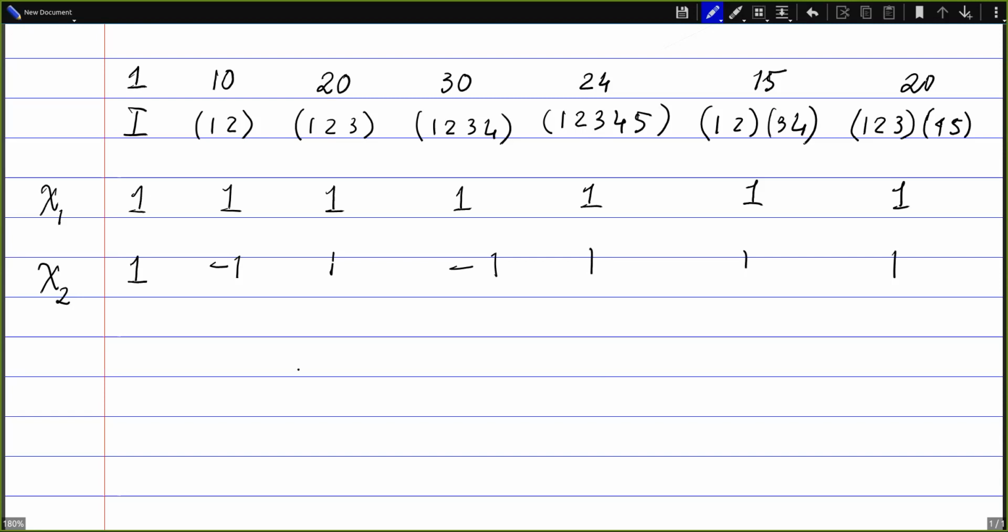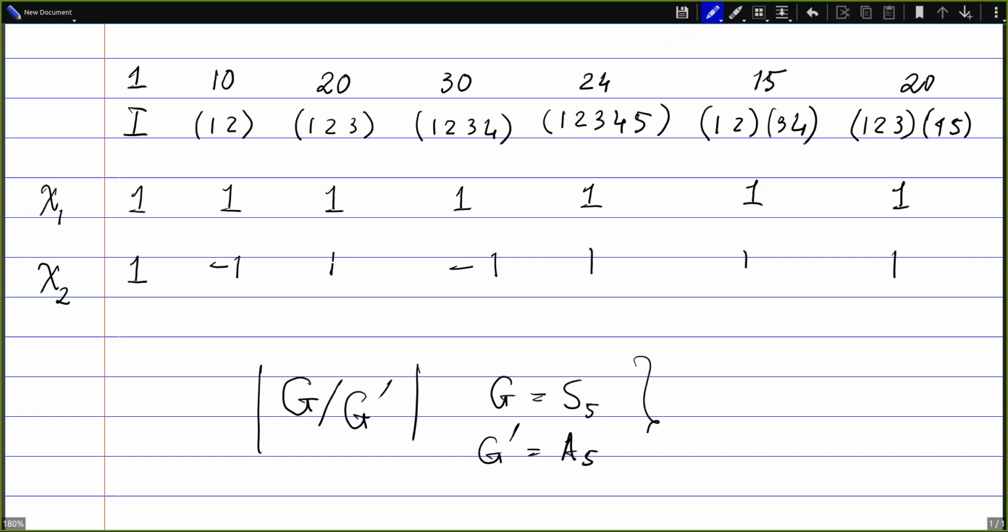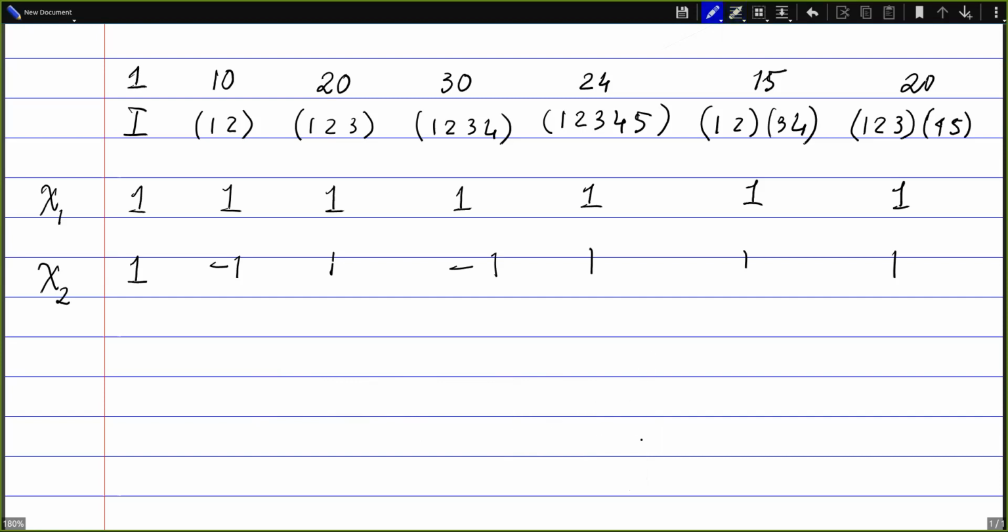Okay, so we have two one-dimensional characters. Let's see that these are all, because for any finite group G, the number of one-dimensional characters is just the order of the quotient group G over G prime. When G is S5, then G prime is A5. So therefore, we have exactly two distinct one-dimensional irreducible characters, and we have already found two. So therefore, we don't have any more. Okay. So now we should look for characters with higher dimension.